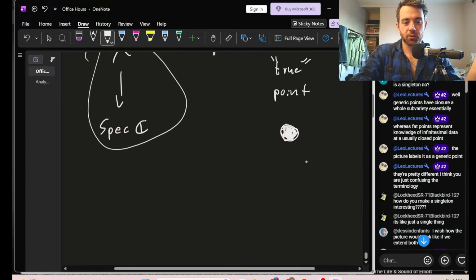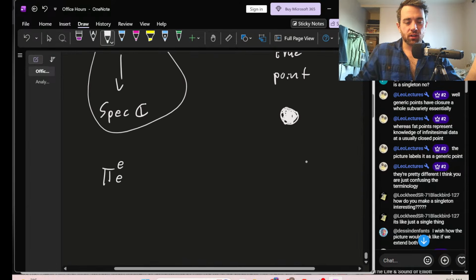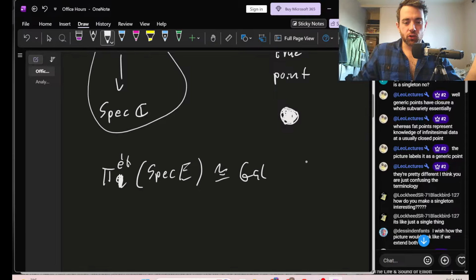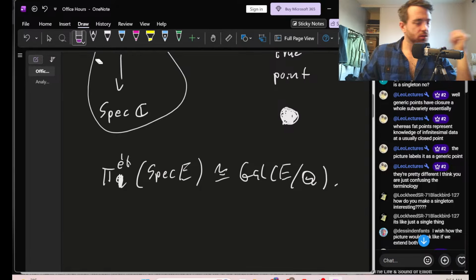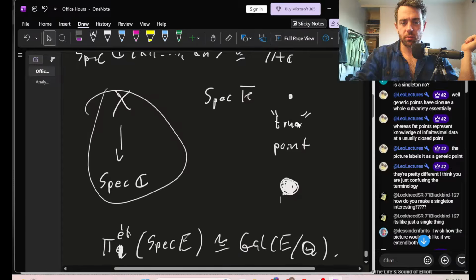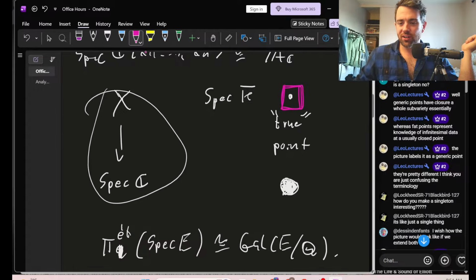There's more going on because, for example, the étale fundamental group of spec of some finite field extension is equivalent to this Galois thing, right? Oh gosh, did I write this the wrong way around? Maybe I wrote this the wrong way around. But the point is, overall, algebraically closed fields have the most true points, basically.